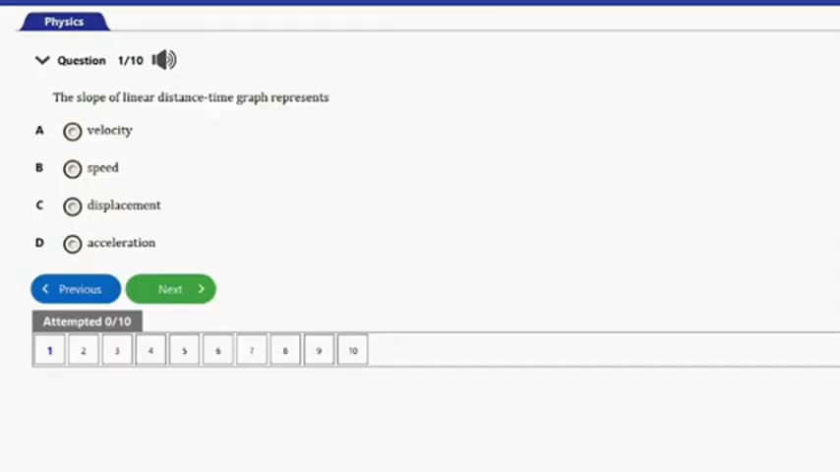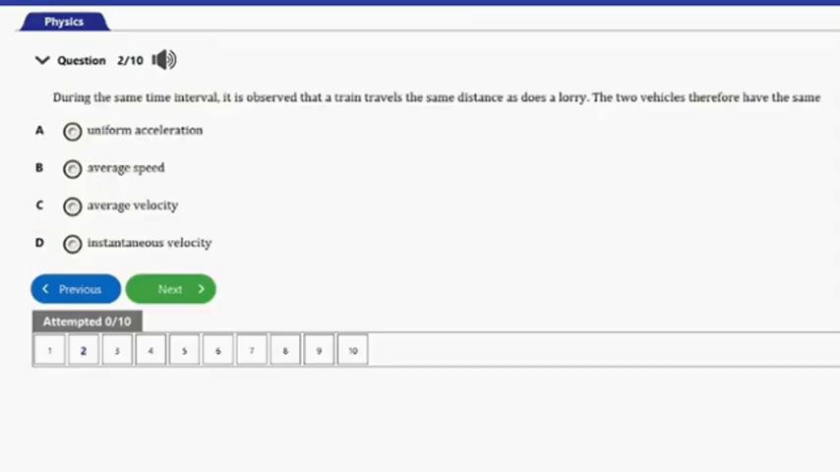The slope of linear distance time graph represents A, velocity, B, speed, C, displacement, D, acceleration. So guys, the answer to this question is option B here, and that's speed. So the slope of a linear distance time graph represents speed. And that's it for this question. Let's go ahead and consider the next question, guys.